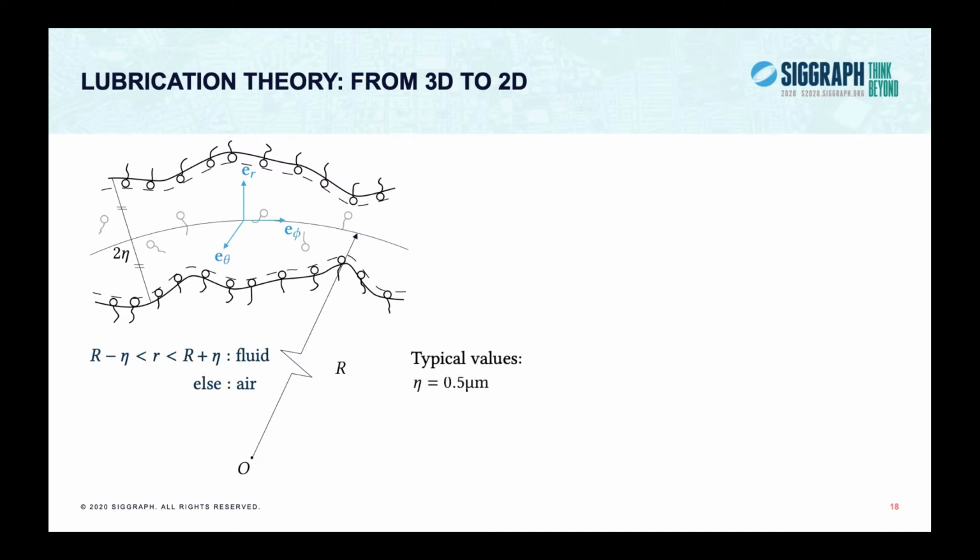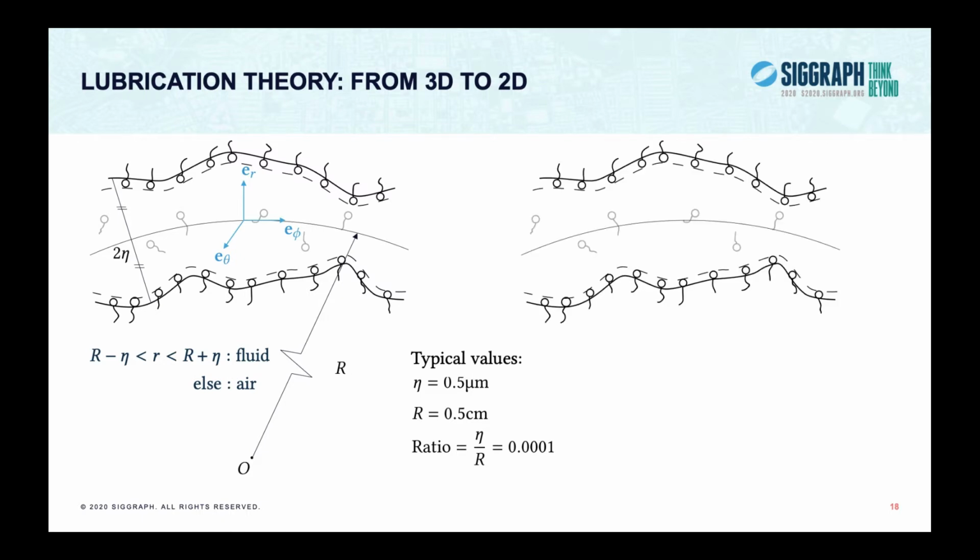A typical half thickness is 0.5 micrometer, whereas a typical radius being 0.5 centimeter, the ratio of these two is only 0.0001. Mixing variables of different magnitudes might cause precision problems. A simpler way is to convert the 3D fluid field to a 2D one with only angular coordinates and treat the film thickness as an additional variable depending on theta and phi. This method is called the lubrication theory.